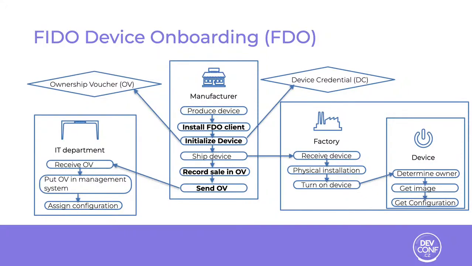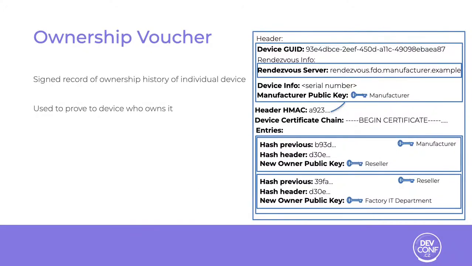I've mentioned this ownership voucher a couple of times now. What's in it? The ownership voucher is basically a signed record of ownership of the individual device. Every device that is produced has its own unique ownership voucher. It contains, for example, a globally unique identifier for the device, and a link to the rendezvous server used by the device. The rendezvous server is used later on in the protocol to find out who the owner of a device is at any point in time.